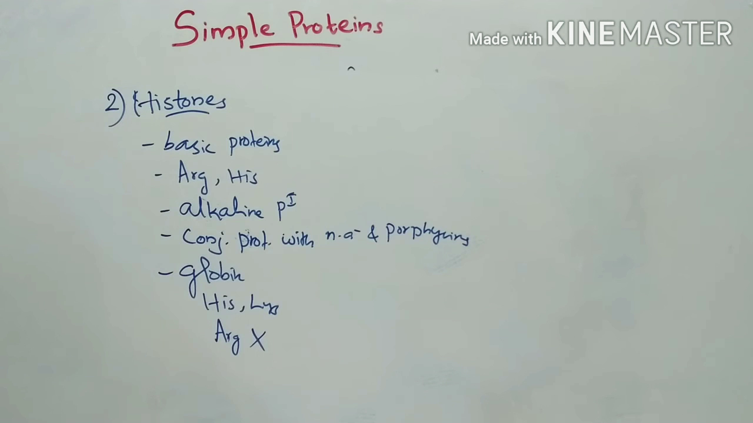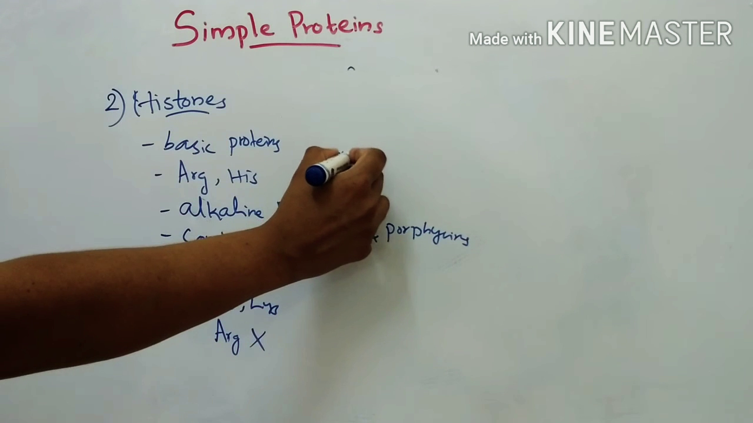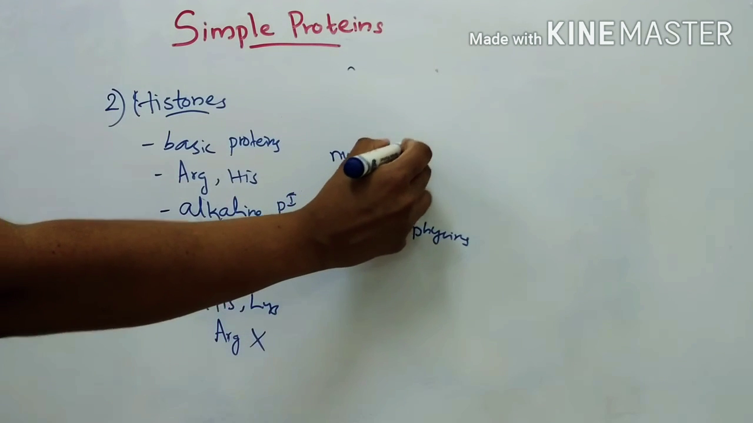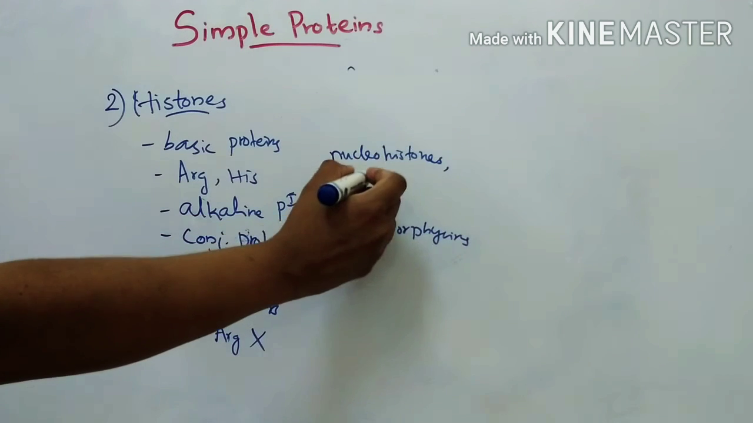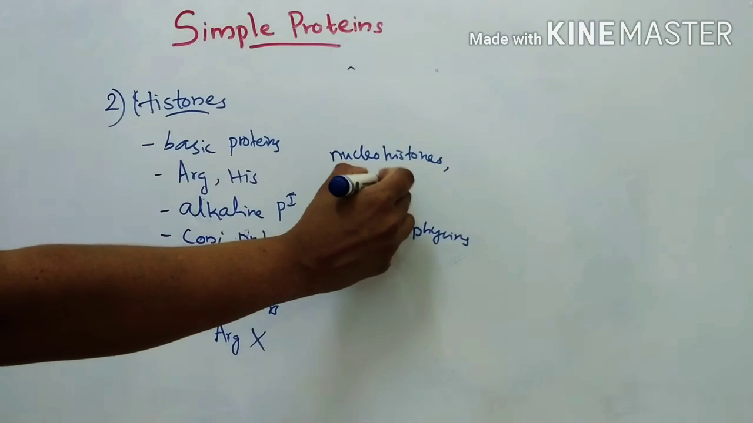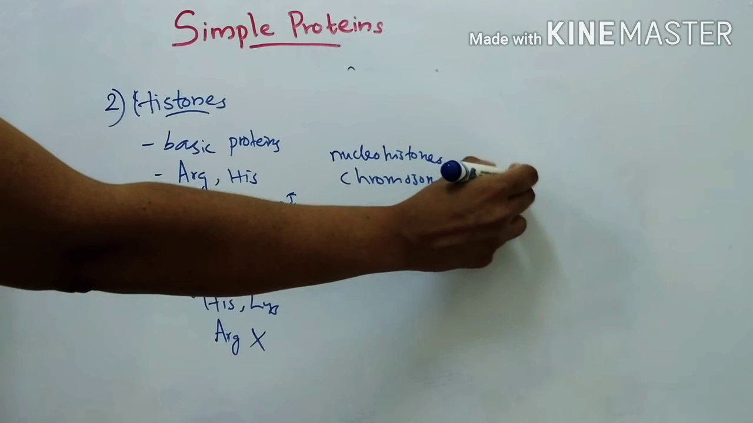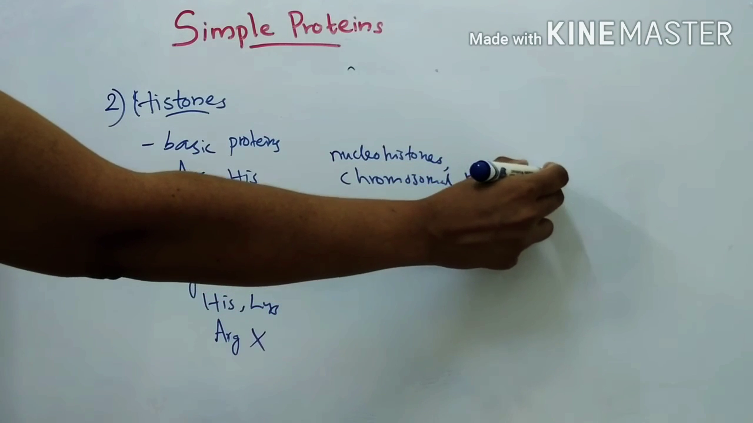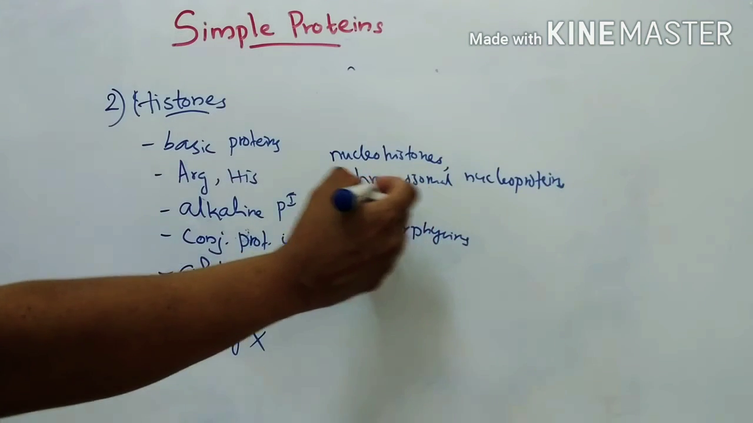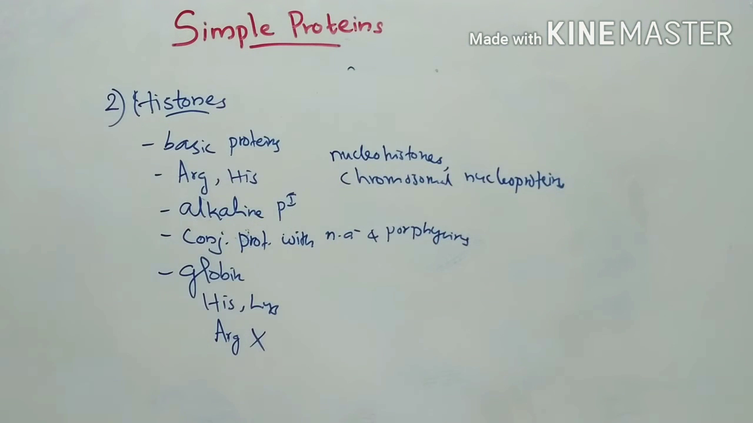For example, nucleohistones, chromosomal nucleoproteins, then globin of hemoglobin. These are the examples of histones.